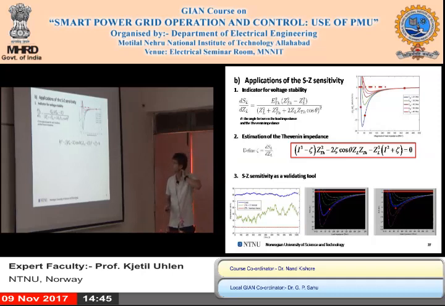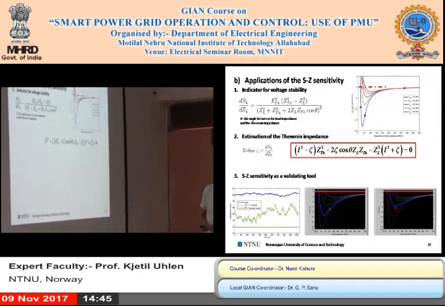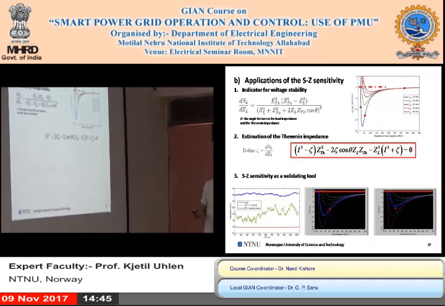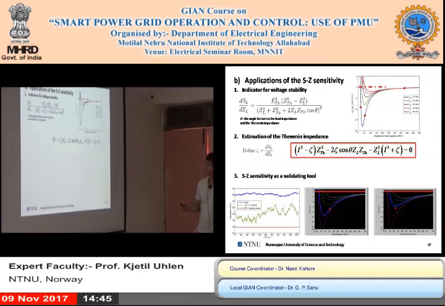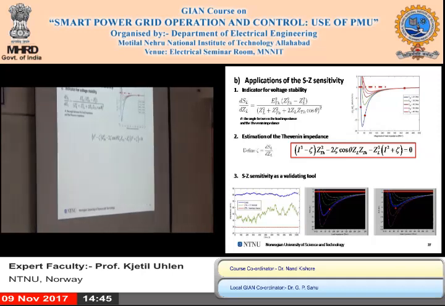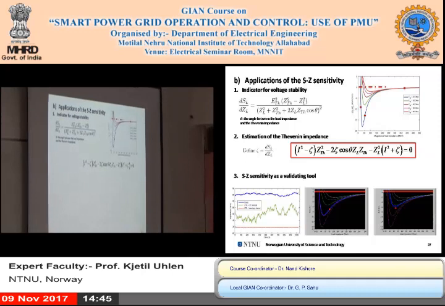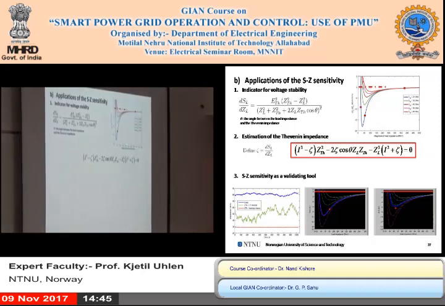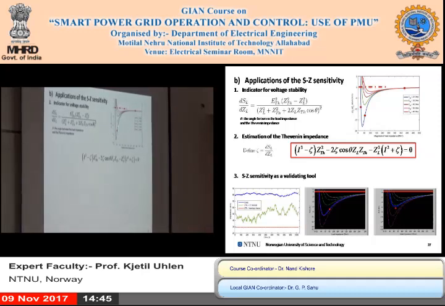So weaker grid. I'm sorry about this. I think I have a better picture later, or I should enlarge it. But anyway, if the load is low, load impedance is high, so we might be here. When the load is increasing and the network is strong, it will follow a trajectory like this.